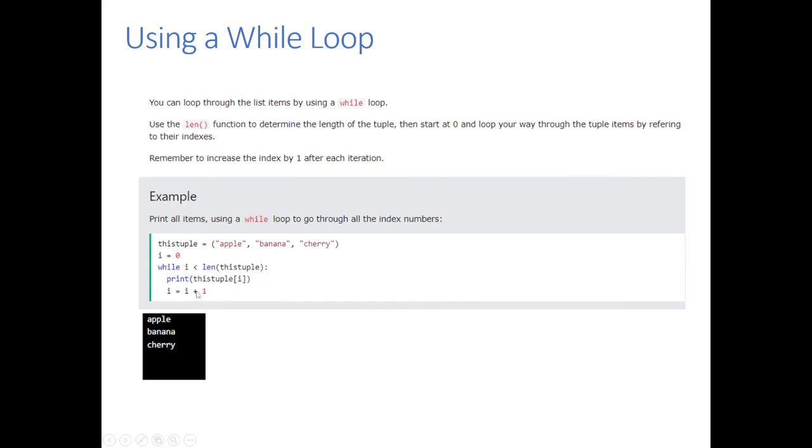Add 1, it becomes 2. So 2 is lesser than 3. So it will print indexed by 2, that's cherry. Add 1, it becomes 3. 3 is no longer lesser than 3. So it goes out of the loop. So we have printed apple, banana, and cherry.